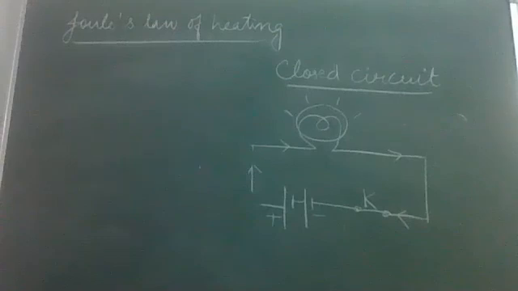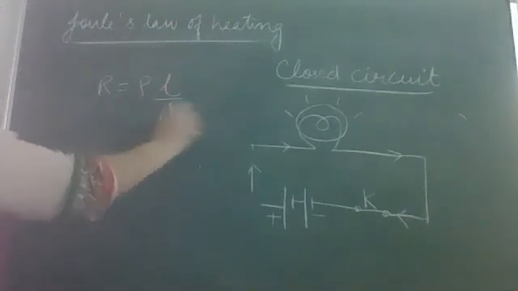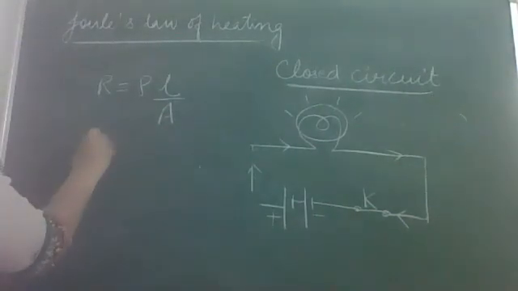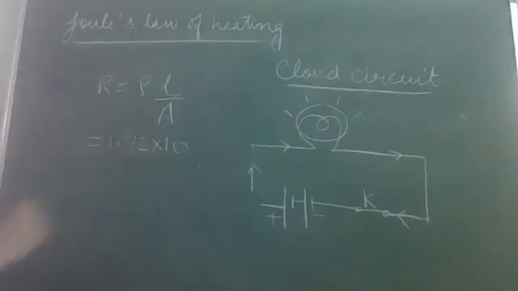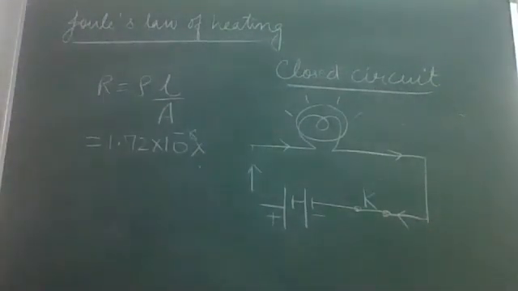So let's note down the data. The formula used will be R is equal to rho L by A. So put in the values and solve, find resistance. Resistivity is 1.72 into 10 raised to power minus 8 ohm meter. That is in proper unit, we need not do anything.